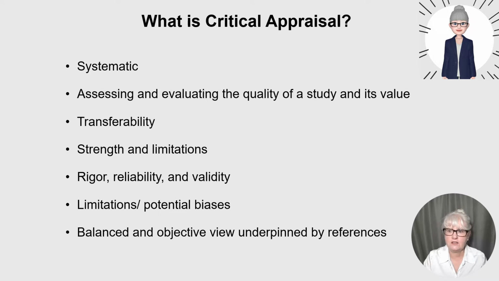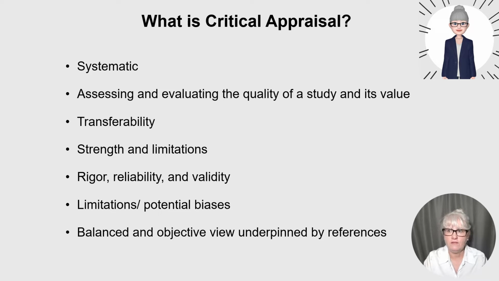So does the researcher acknowledge limitations and potential biases, and how did they try to decrease biases, for example, using random sampling? So you're presenting a balanced and objective view when you're writing up a critical appraisal, if you're doing modules, and you're also having to justify your points. You're not just describing the positives and the negatives of the paper, you're also going to have to find some references to support your appraisal.